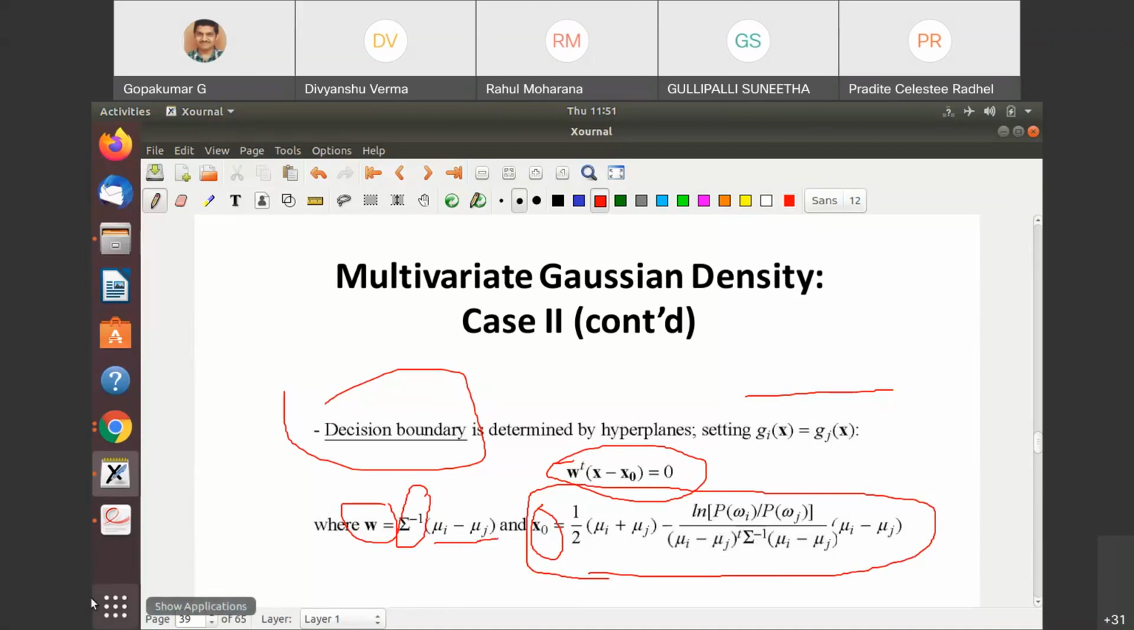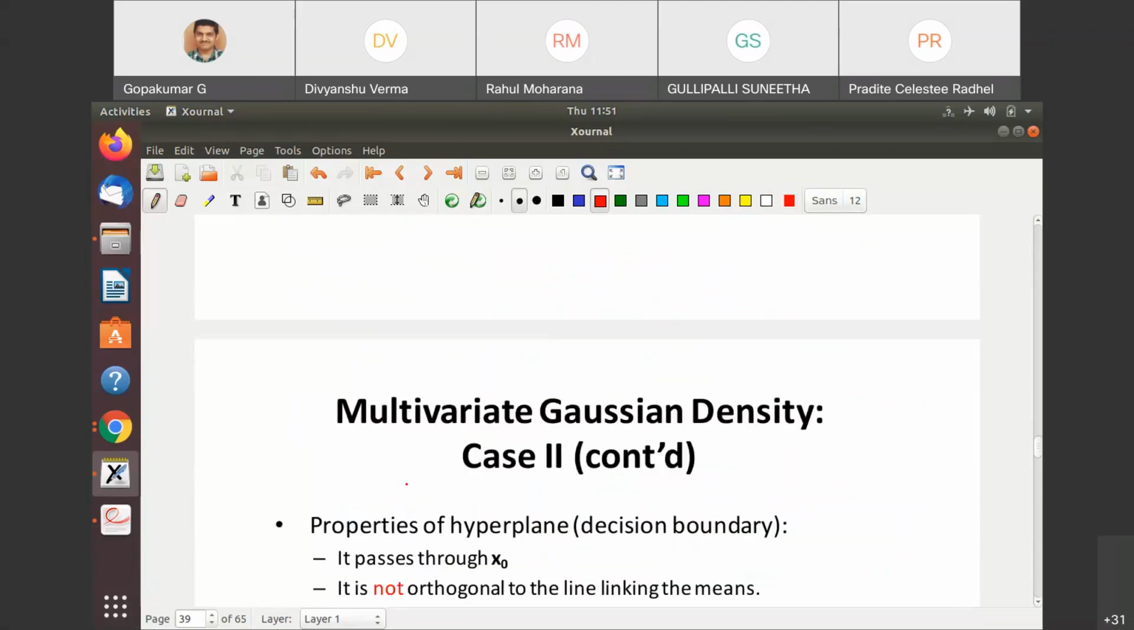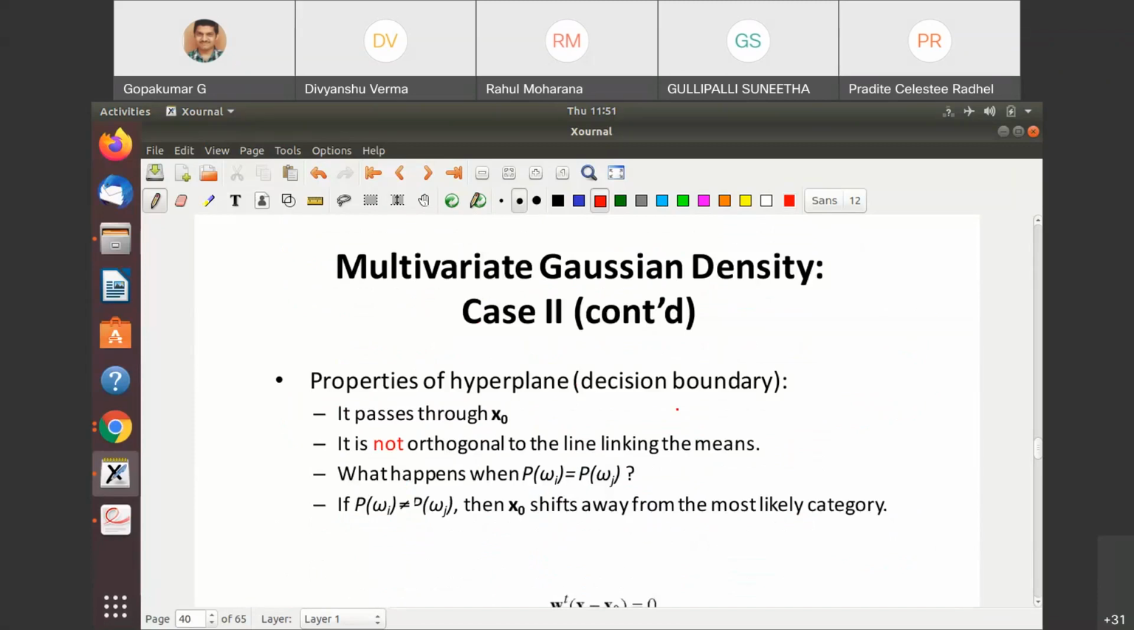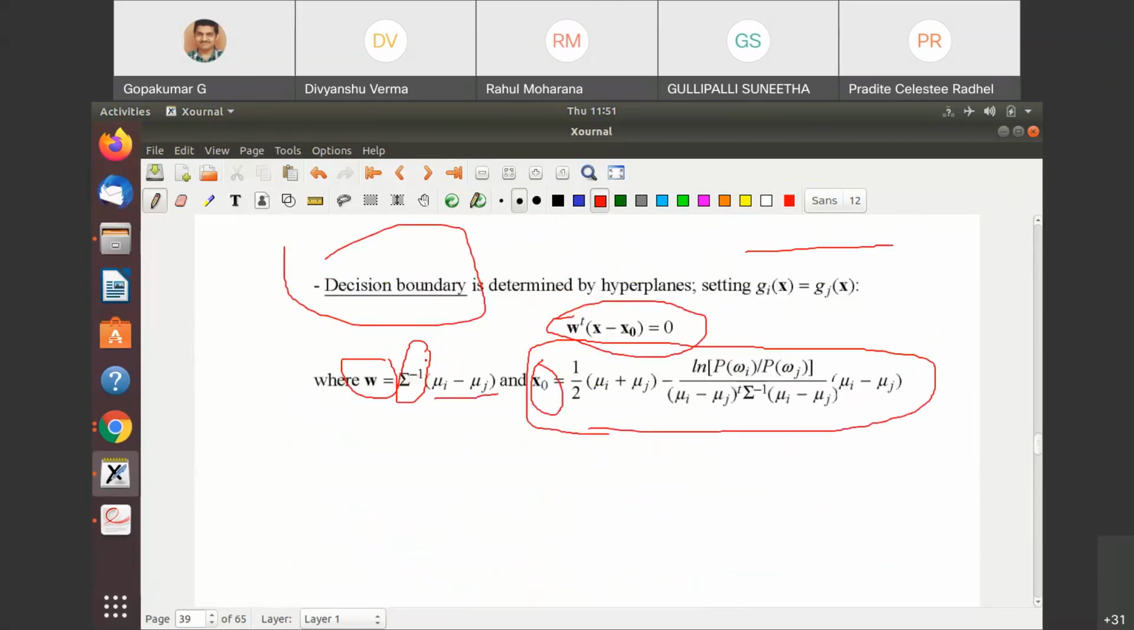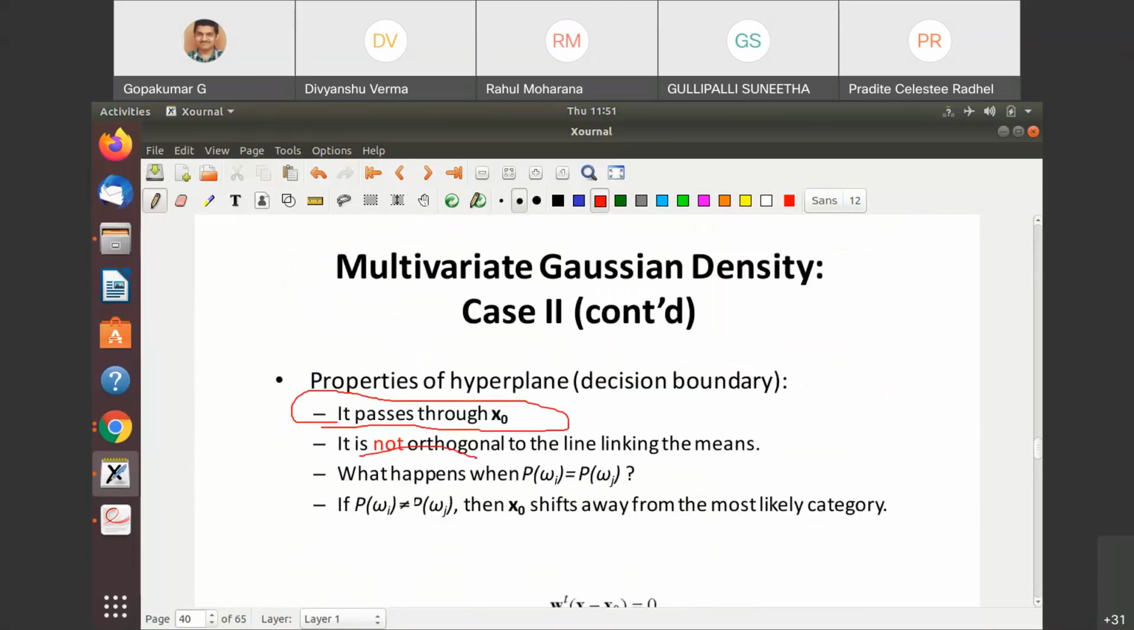When we look into the properties, similar to the earlier one, we can say that the decision hyperplane, or the decision boundary, will pass through x0. But due to the multiplication factor of sigma inverse, it is not orthogonal to the line linking the mean values, although it will pass through x0. That means it will be oblique with respect to the line that connects the mean vectors. That is one change, but whatever decisions we made earlier are still applicable here.